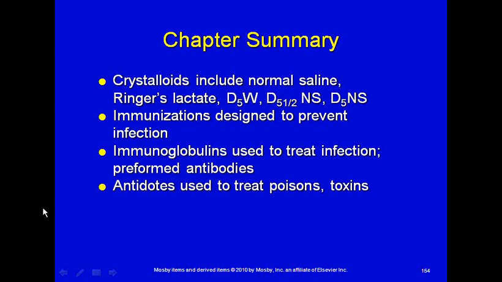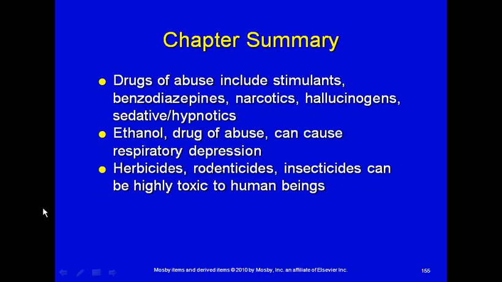Antidotes are used to treat poisons and toxins, and the Poison Control Center would let us know what sort of antidotes are out there for specific medication overdoses. Drugs of abuse include stimulants, benzodiazepines, narcotics, hallucinogens, sedative narcotics. Ethanol certainly can be a drug of abuse. And all these drugs of abuse have different signs and symptoms when taken in excess. Some have antidotes, some don't, and again, Poison Control Center is your best bet on how to treat those.